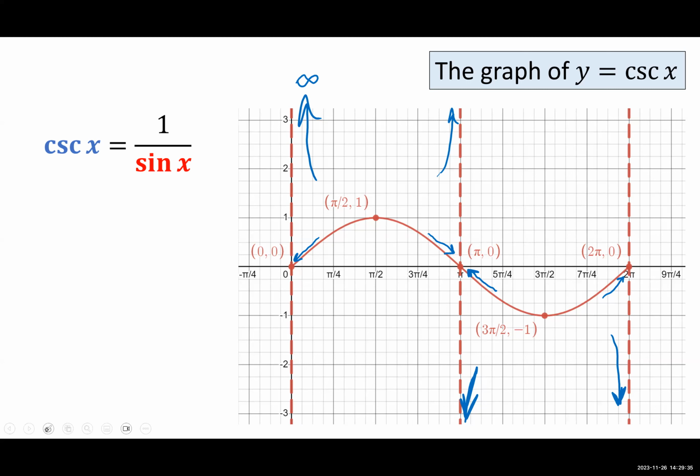Now, let me switch to a different color here. When the sine function is equal to 1 at this point, and -1 at this point, well, the reciprocal of 1 is 1, and the reciprocal of -1 is -1. So the cosecant graph is also equal to 1 when the angle is pi over 2. And the cosecant function is also equal to -1 when the angle is 3 pi over 2.